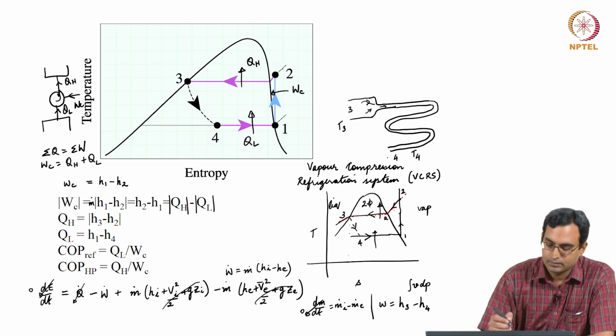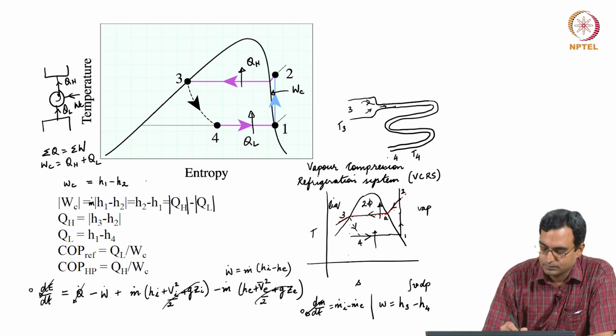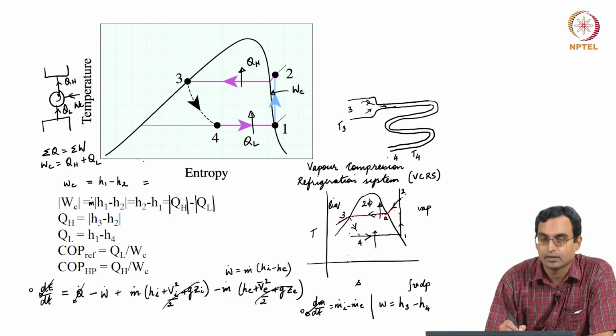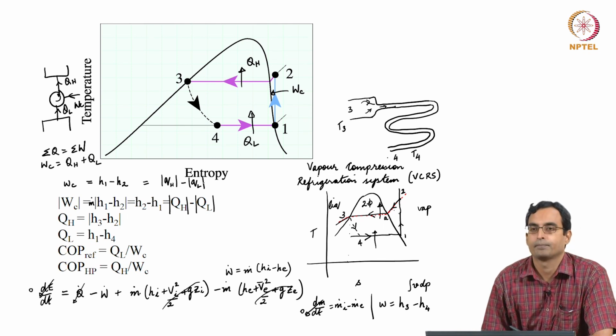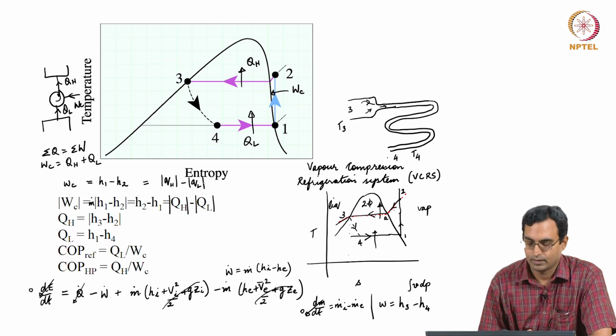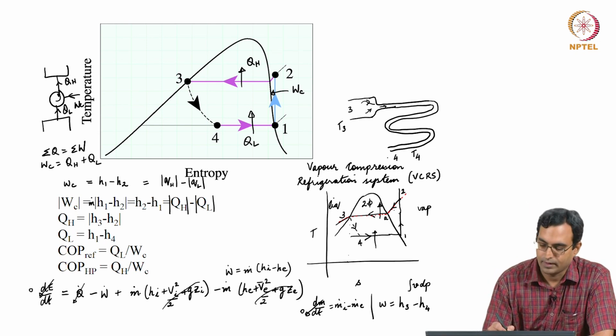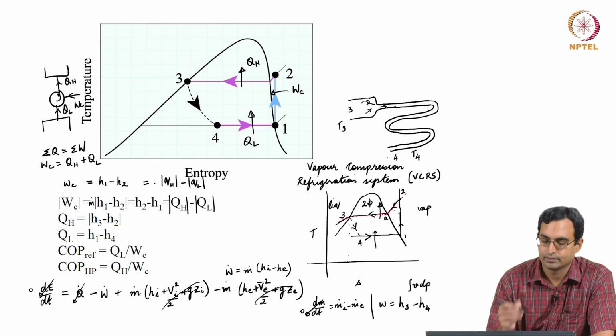From the first law, this should also be equal to, from the first law for a cyclic process, QH minus QL in terms of magnitudes. Of course, QL is anyway positive, so I do not need the mod sign here, but anyway.